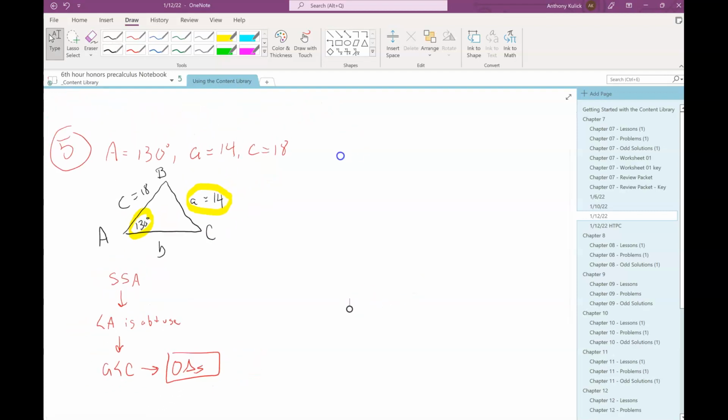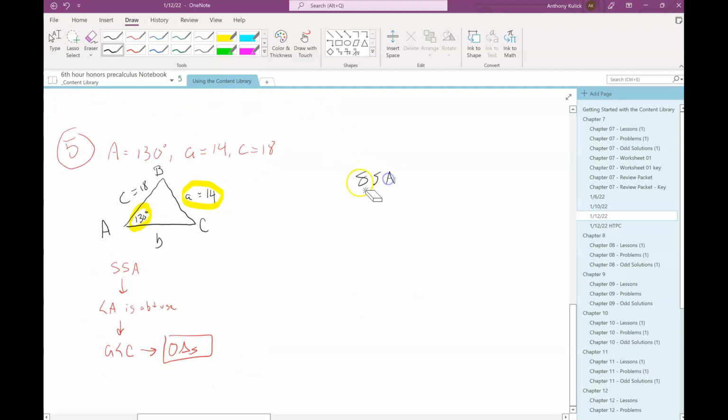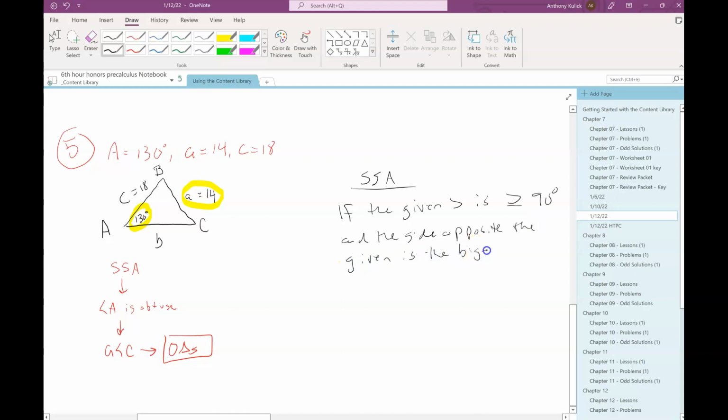So just to re-summarize here in this SSA situation. If the given angle is greater than or equal to 90 degrees, and the side opposite the given angle is the biggest, then we get one triangle. Otherwise, there's no triangles.